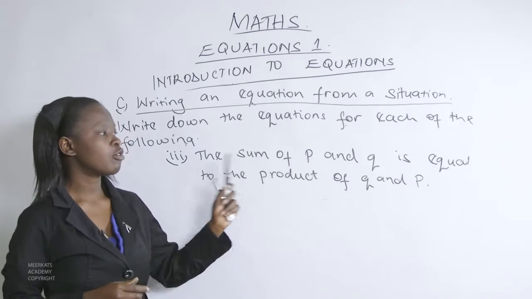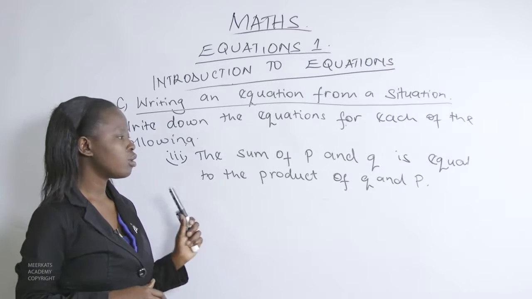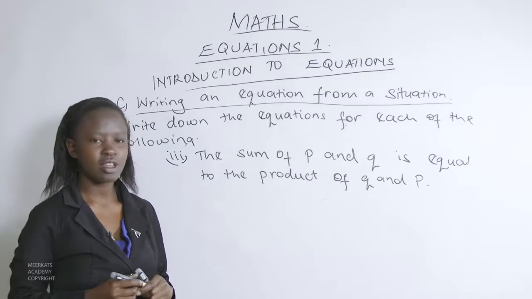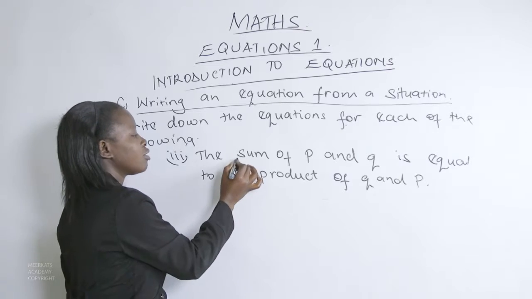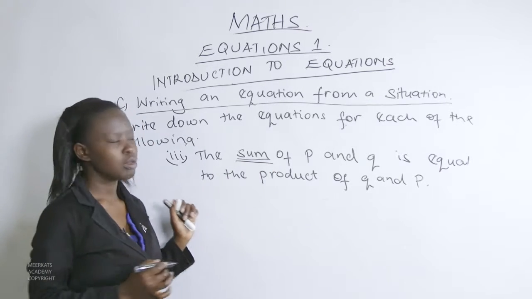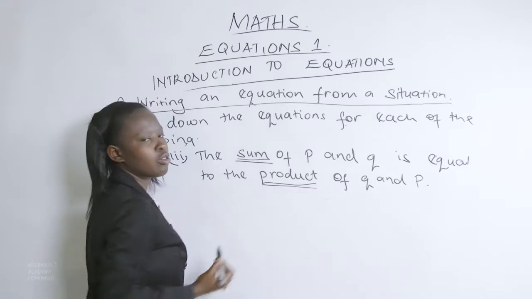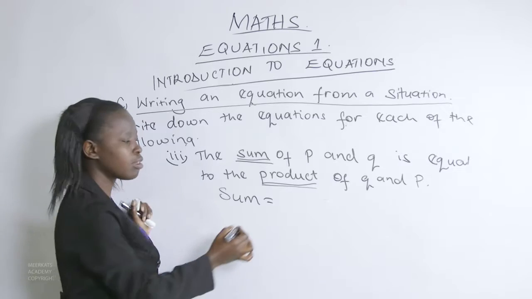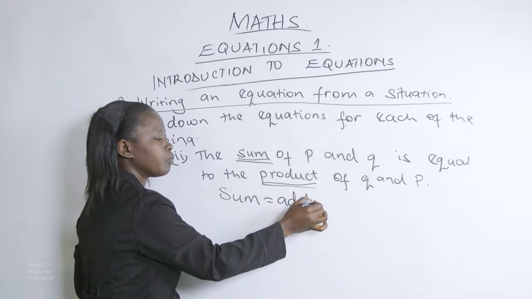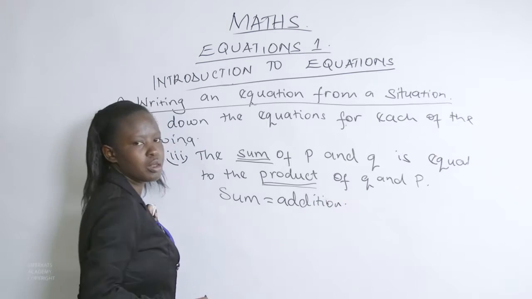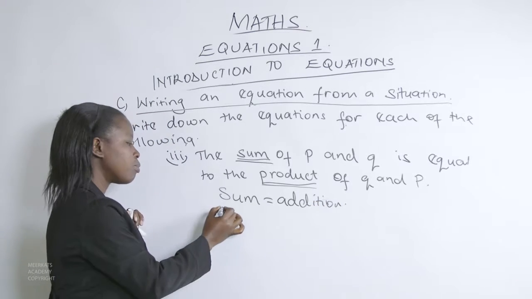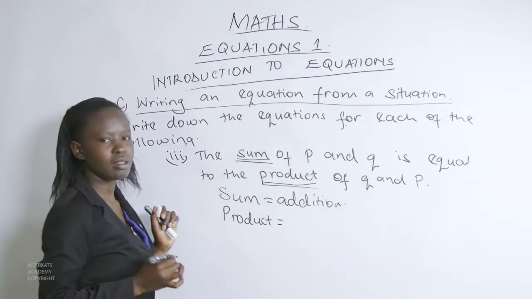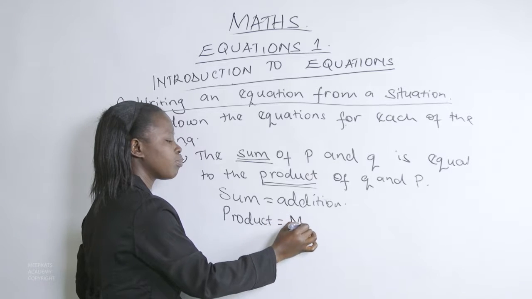So we have the sum of P and Q is equal to the product of Q and P. So we have two terms that have been used in this case. We have the term sum, then we have the term product. When we are talking about sum, it simply means addition. When we are talking about the term product, it means multiplication.